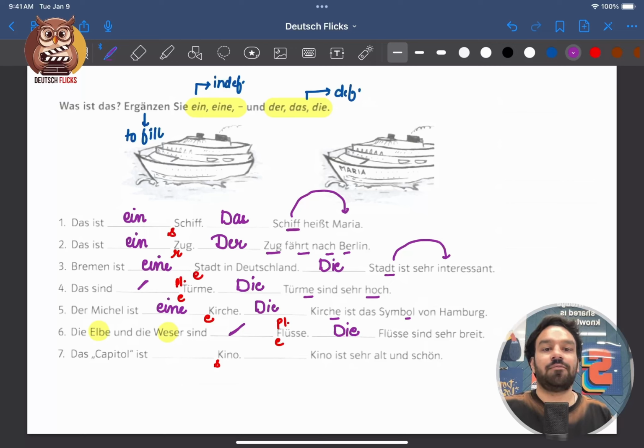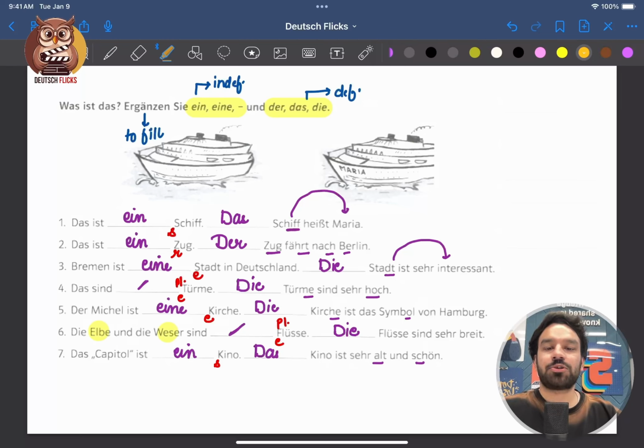Breit means wide. Nummer 7. Das Capital ist, nothing specific about Kino. The Capital is a cinema. Das Capital ist ein Kino. Now we are talking about this particular Kino. Das Kino ist sehr alt und schön. The cinema is very old and beautiful. Alt means old. Schön means beautiful. So these are the correct answers.